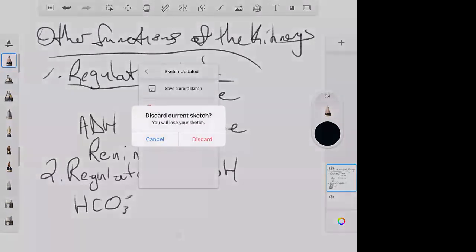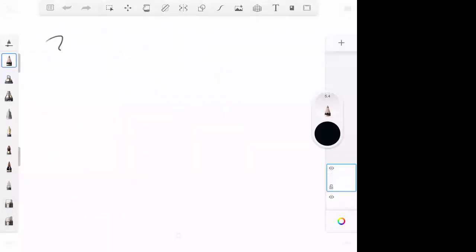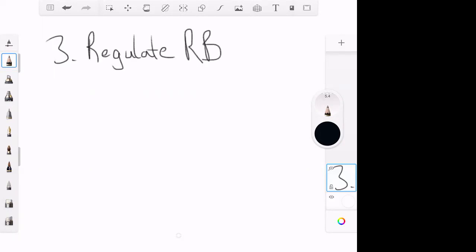I'll have to create a little more room here. The third other function of the kidney: regulate red blood cell production. Now, I know you're thinking, but I thought red blood cells, like all blood cells, were created in the bone marrow. And you're right, red blood cells and all blood cells are created in the bone marrow.